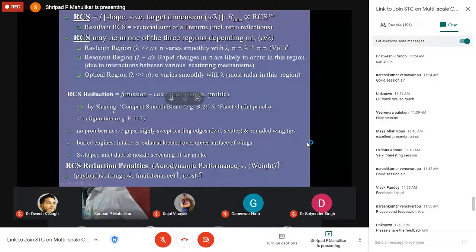The point regarding shaping is that it works mainly from the point of view of a monostatic radar. But the moment we go for bistatic, meaning the transmitter and receiver are at different locations, or we go in for a radar network, which means one transmitter and several receivers, and even in bistatic there is no guarantee where the receiver is located, then shaping as a technique for RCS reduction may not work.